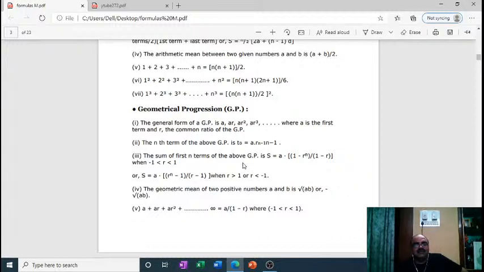Sum of the n terms of the GP, Sn is equal to a into 1 minus r power n divided by 1 minus r. This is when r lies between -1 and +1. If r is greater than 1 or less than -1, then Sn is equal to a into r power n minus 1 divided by r minus 1.